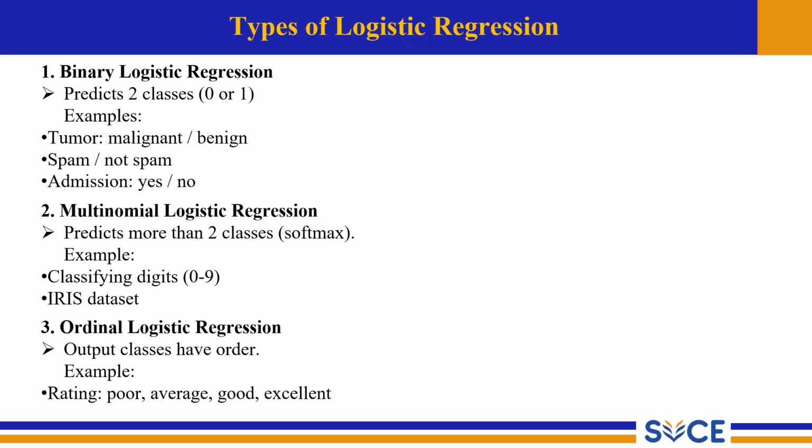The third one is ordinal logistic regression. This type of logistic regression is used when the output classes are ordered, meaning the categories follow a natural ranking, even though the differences between them may not be equal. A simple example is a rating scale such as poor, average, good, excellent. Here, the categories clearly have an order, and ordinal logistic regression is designed to capture this structured progression. So, whenever our target labels follow a meaningful sequence, ordinal logistic regression is the appropriate choice.